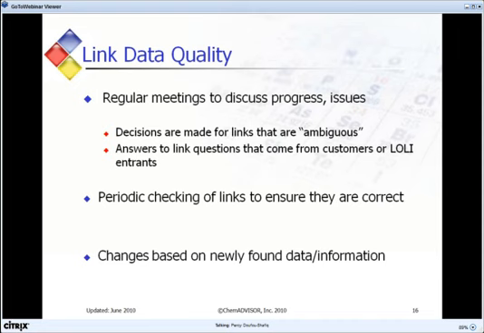There's also periodic checking of the links to ensure they're correct. There are sometimes chemical definitions that become obsolete. There are several cases where a link was created that is not valid. So all these we need to be checking, and we do check them periodically to make sure that they're of good quality.